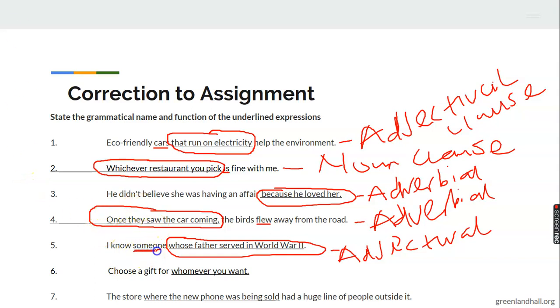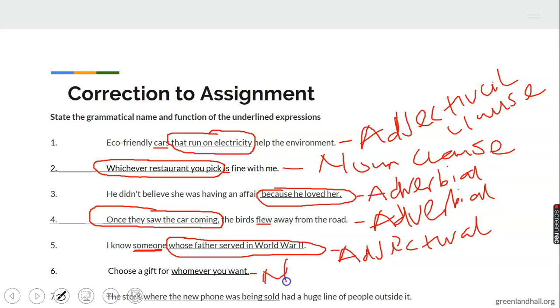Number six, choose a gift for whoever you want. This is quite simple. It is coming after a preposition. And I told you, you can say choose a gift for Kemi, choose a gift for Biola, choose a gift for him, choose a gift for us. Because we can replace this expression with different nouns and different pronouns.